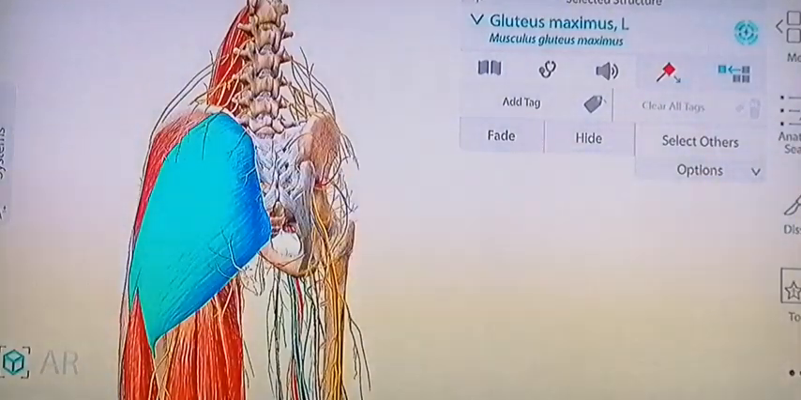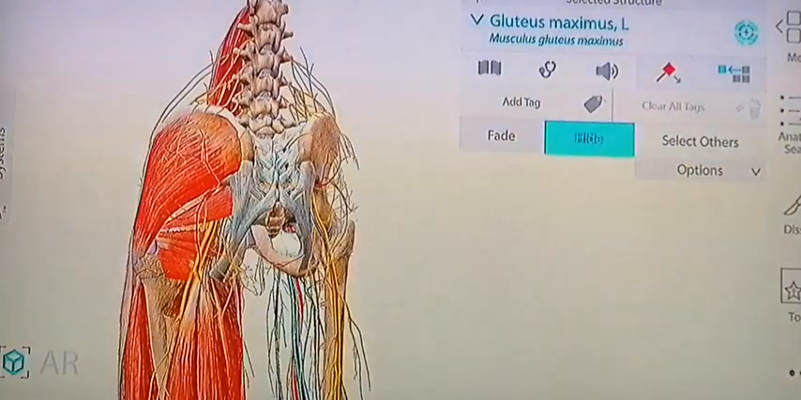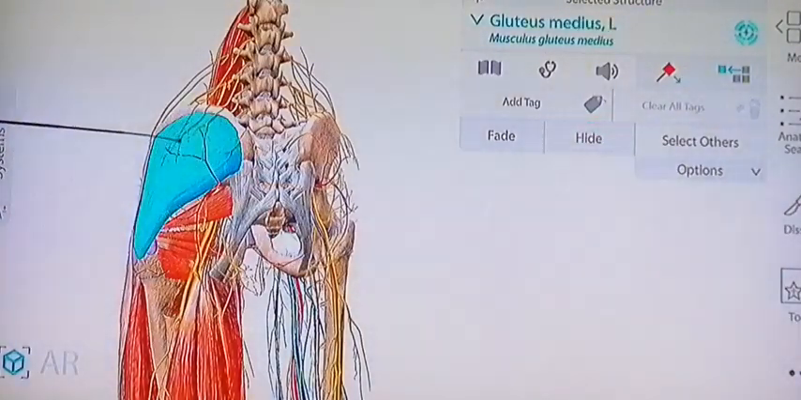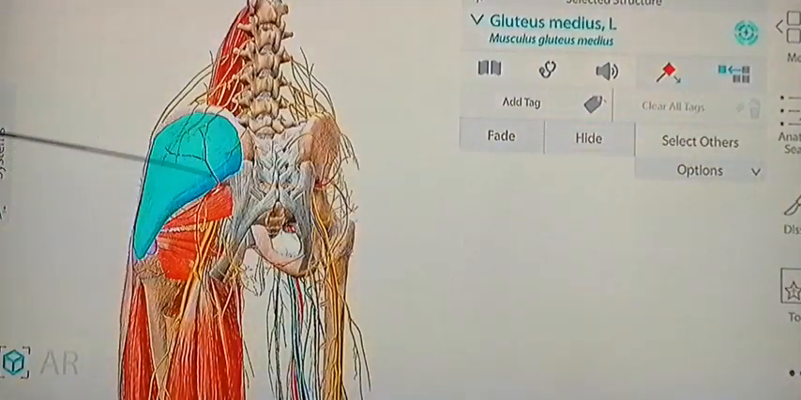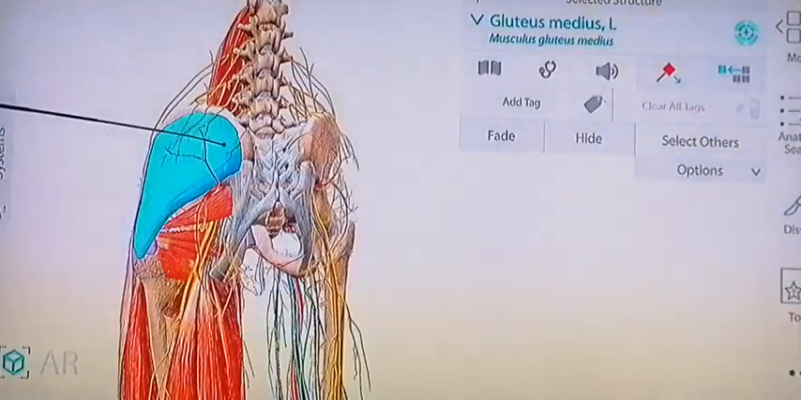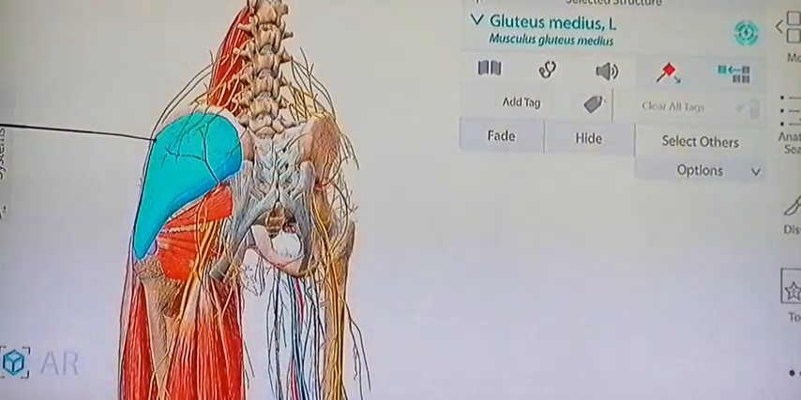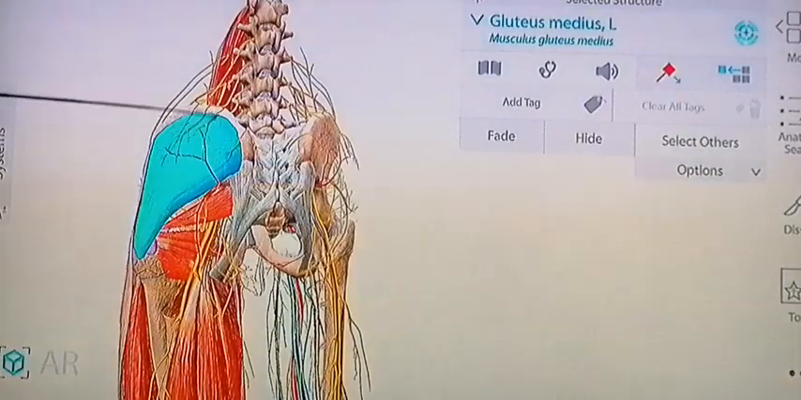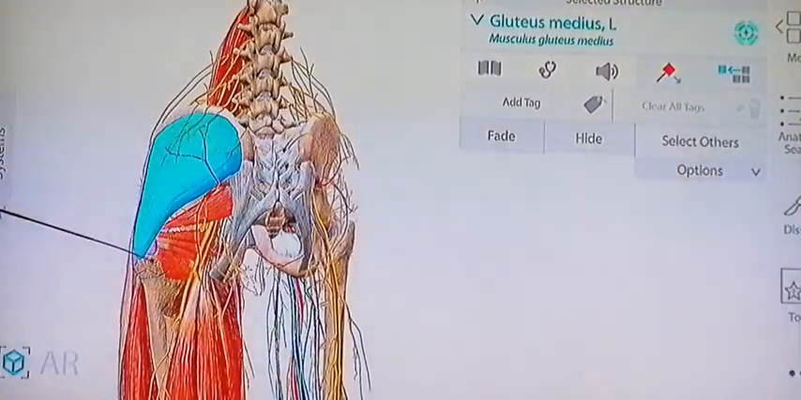When I remove this muscle, I see the second muscle, the gluteus medius muscle. Its origin is from the outer surface of the ilium and its insertion is in the greater trochanter of the femur.